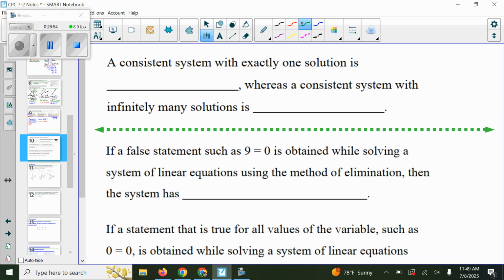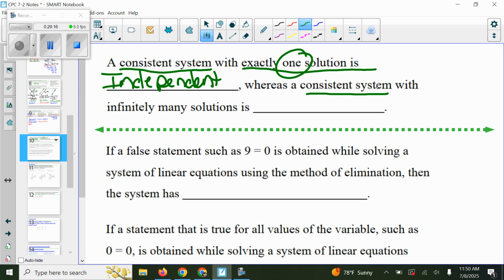So this first part says a consistent system with exactly one solution is called independent. We can break down a consistent system into two different categories. If you're consistent, you can either be independent, that means you have one solution. Well, think about what the word independent means. You stand alone, I'm independent. Or a consistent system that has infinitely many solutions. So think of the same line scenario. This one solution would be crosses at a point, so one solution.